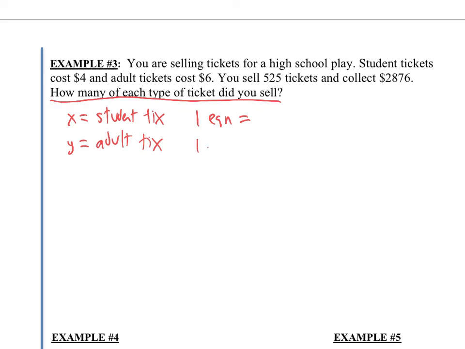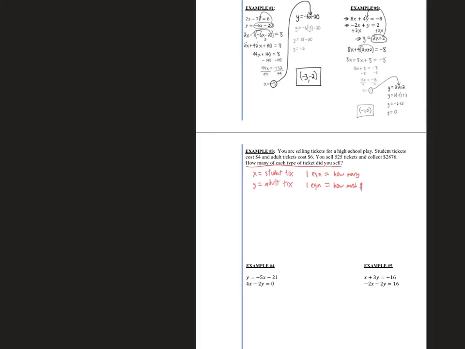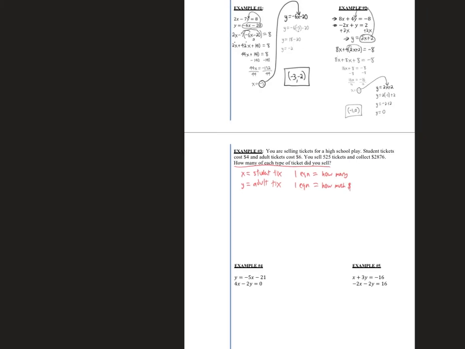With these kinds of problems, we have two things we're measuring here. We're measuring how many tickets we sold, and we're also measuring the cost of each ticket. So one equation is going to be how many tickets, and one's going to consider how much each ticket costs. Oops. Sorry about that.